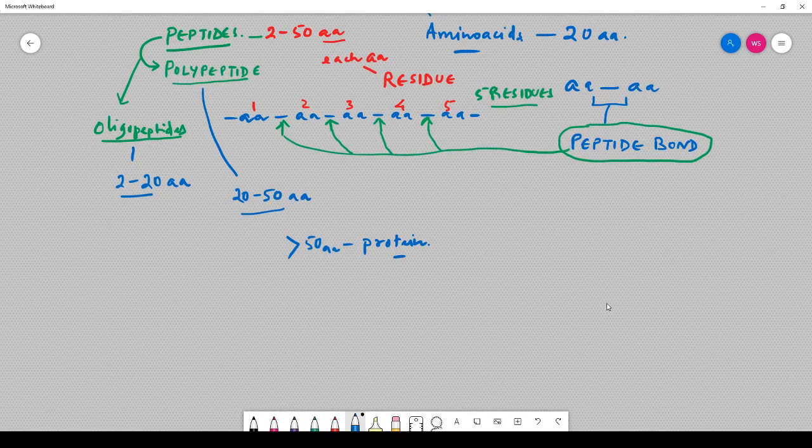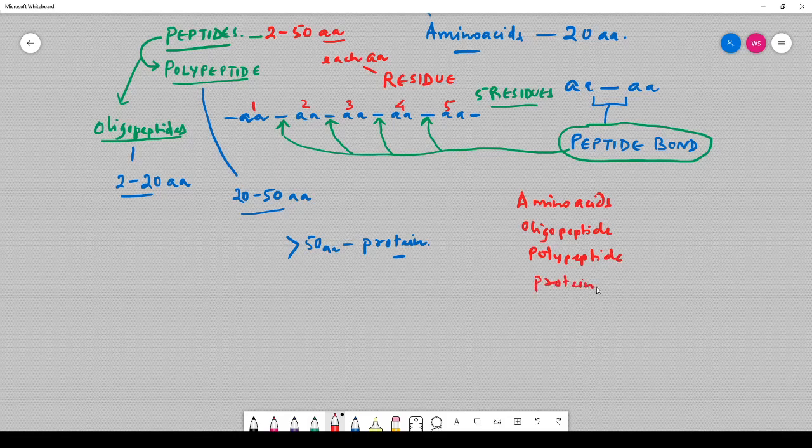So now we have learned the difference between amino acids. We now know what is an oligopeptide. We know what is a polypeptide. And we know the definition of a protein, in terms of the number of residues. So based on the number of residues, we defined oligopeptides, polypeptides and proteins. So what are amino acids?